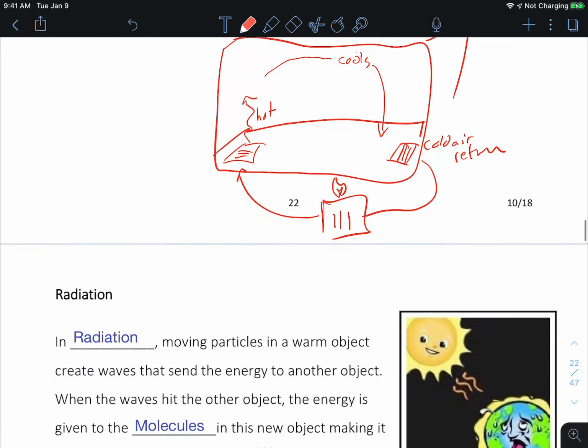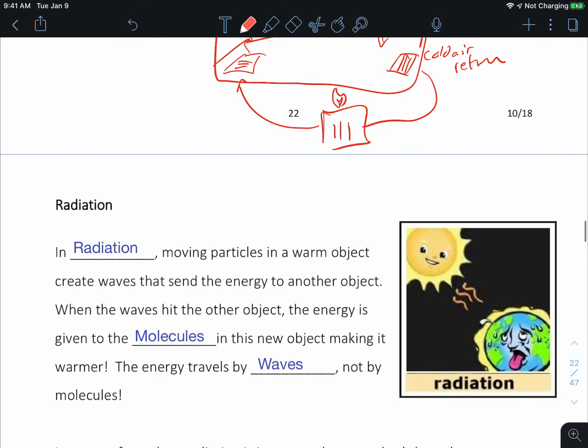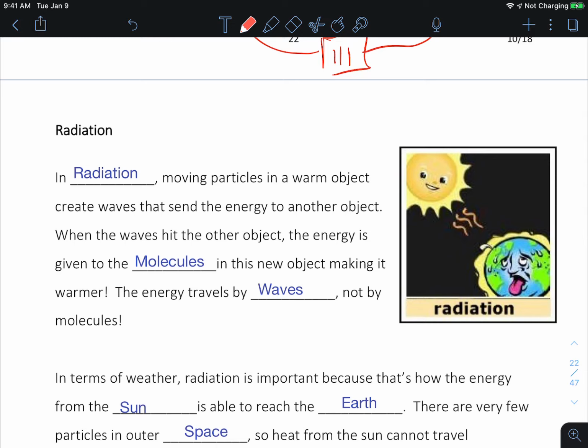Okay, so let's talk about radiation, the last type of heat transfer that we're going to talk about in this course, or in this unit, or at least in this lesson. In radiation, the moving particles in a warm object create waves that send the energy to another object. The waves hit the other object, and the energy is given to the molecules in this new object, making it warmer. The energy travels by waves, not by molecules.